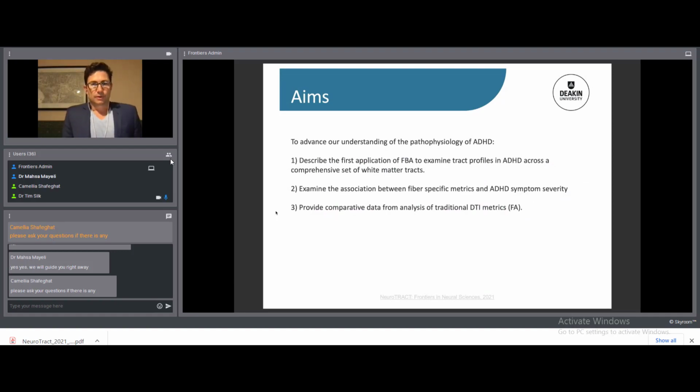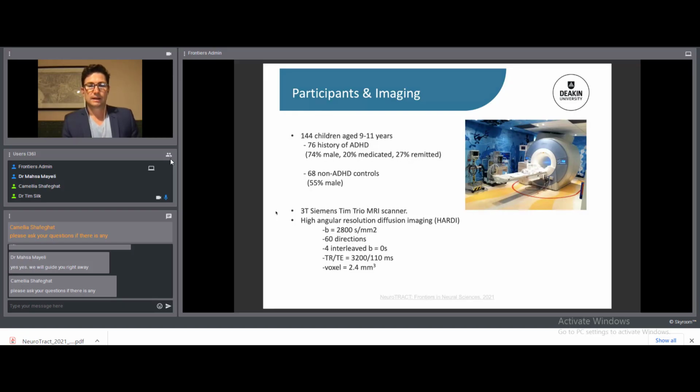So basically, we've taken this approach for the first time to try and understand the white matter properties within ADHD. Next slide. I'll try and skip over a few of these quickly because I know I'm running a bit slow on time. In this study, we used 144 children aged 9 to 11. This is not the longitudinal data, this is just the baseline data, the first time point. Here you can see our scanner at the Children's Hospital. We used a HARDI sequence, which is a high b-value, high direction sequence. Next slide, please.